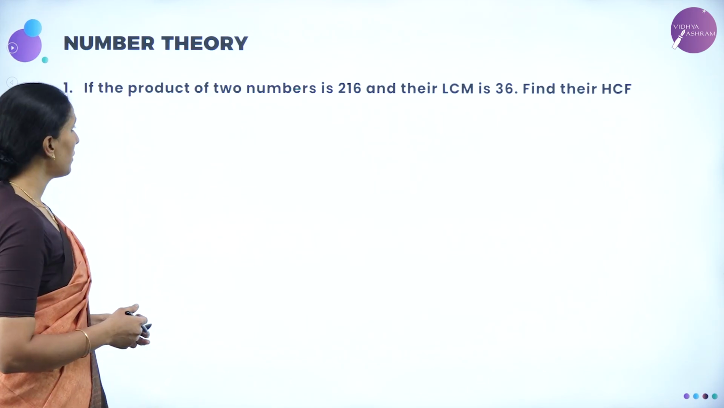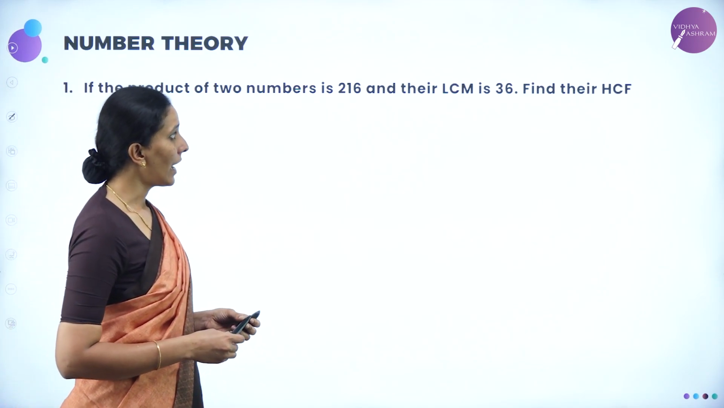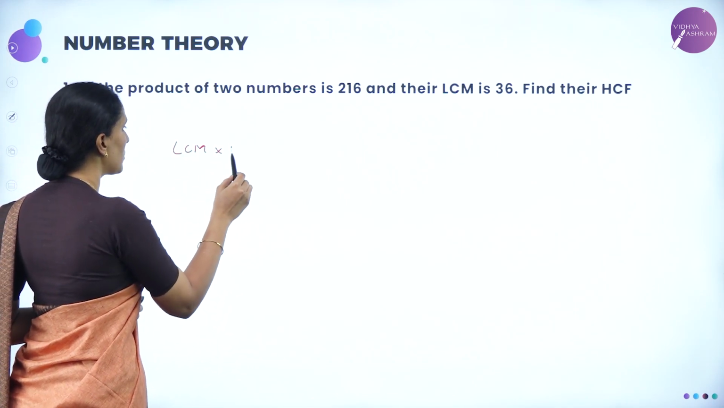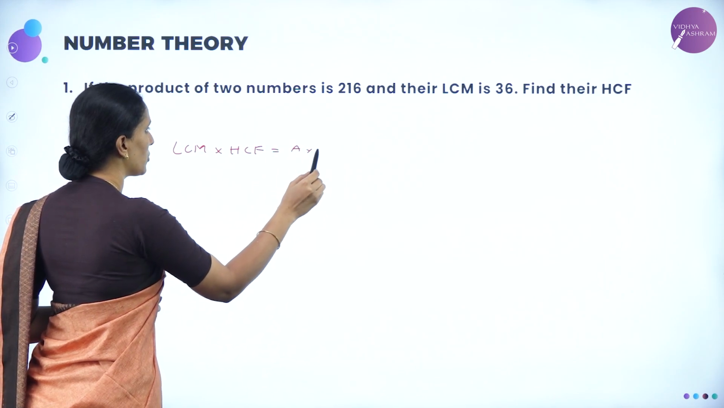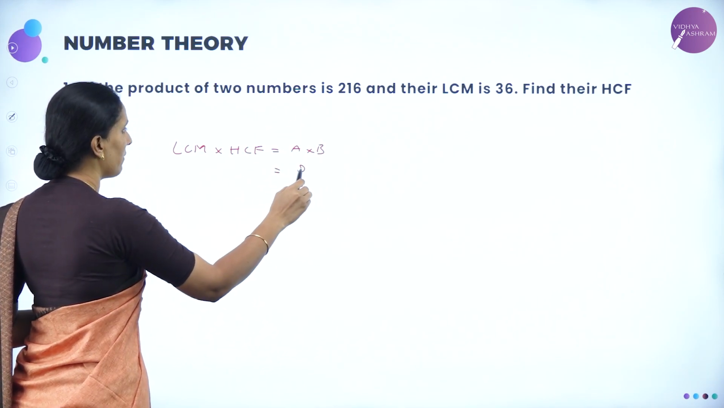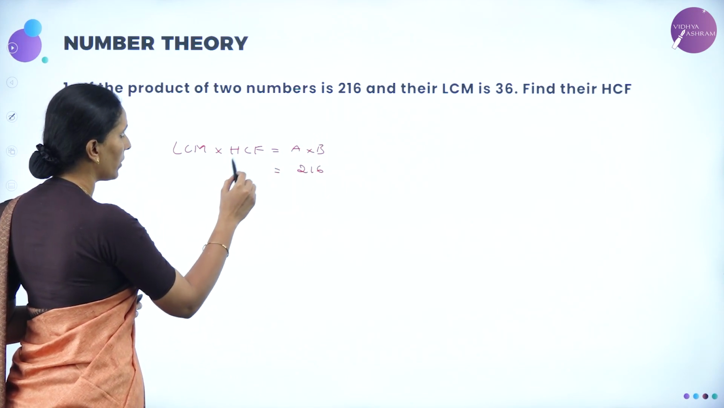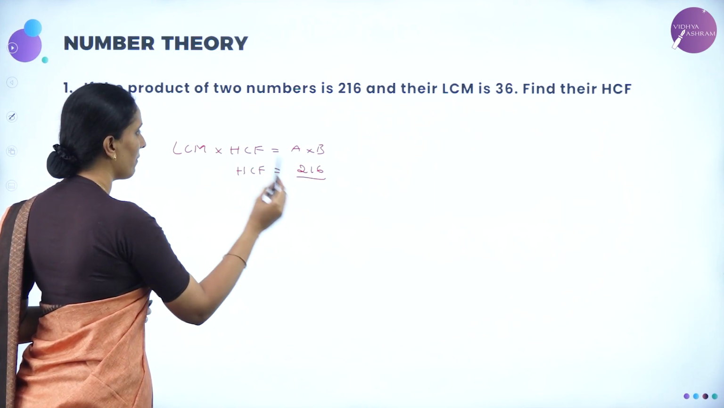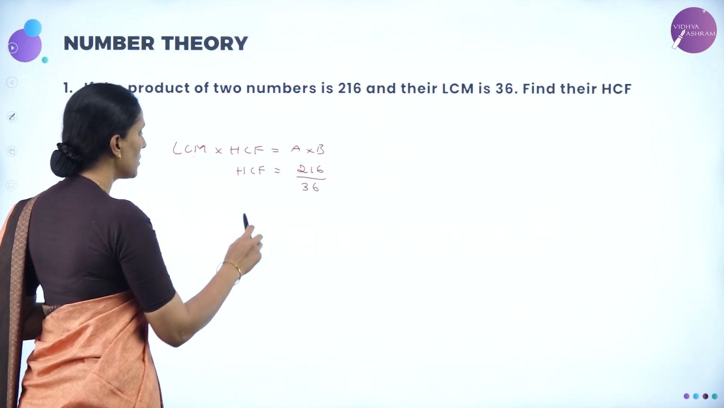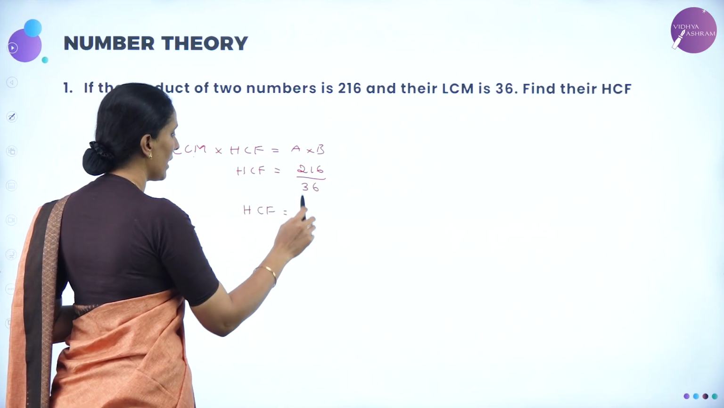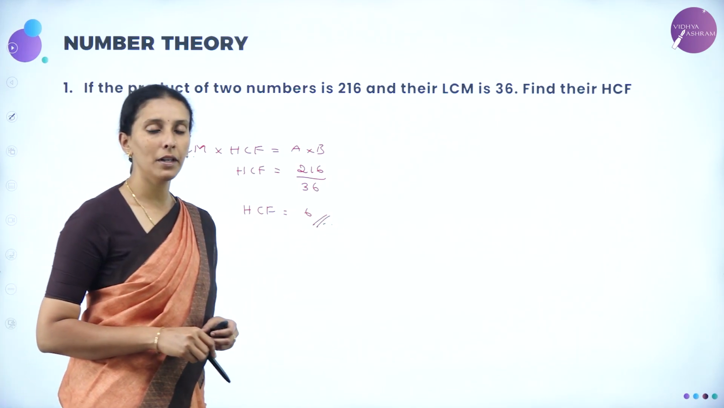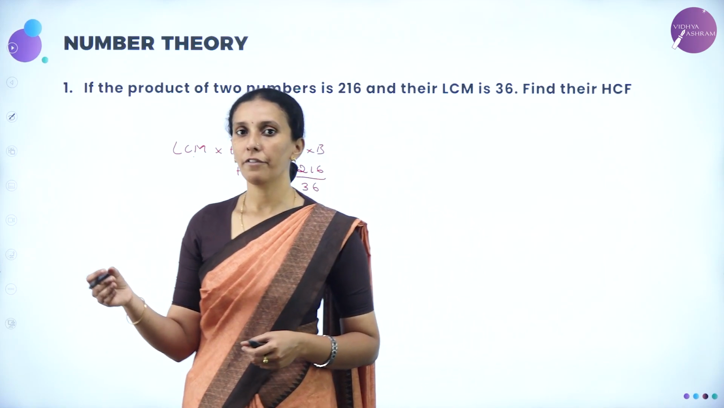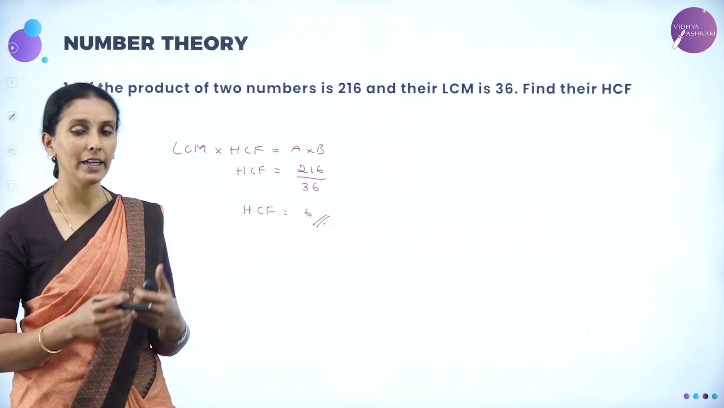Let's take an example. If the product of two numbers is 216 and their LCM is 36, find their HCF. We know that LCM into HCF is equal to A into B. The product of the two numbers is given as 216 and their LCM is given. So HCF is equal to the product of the numbers divided by the LCM, that is 36. Therefore, the HCF of these numbers is 6. In a similar way, if the LCM and HCF of the two numbers are given, we can also find the numbers.